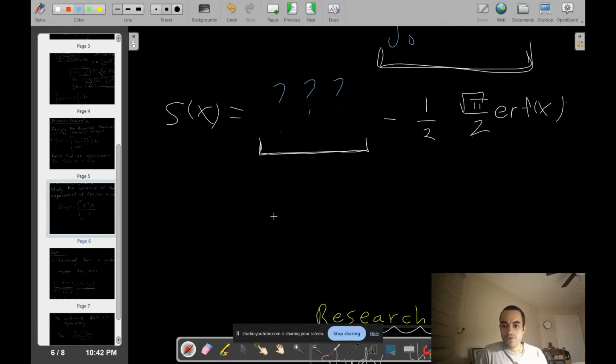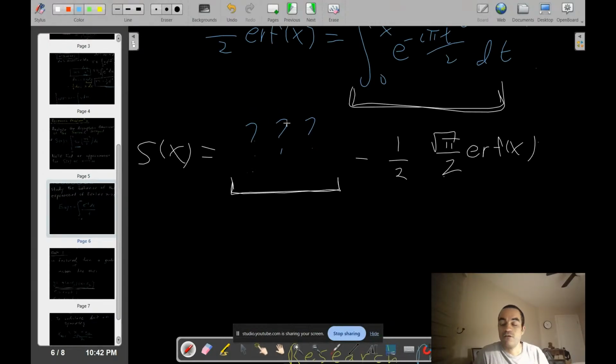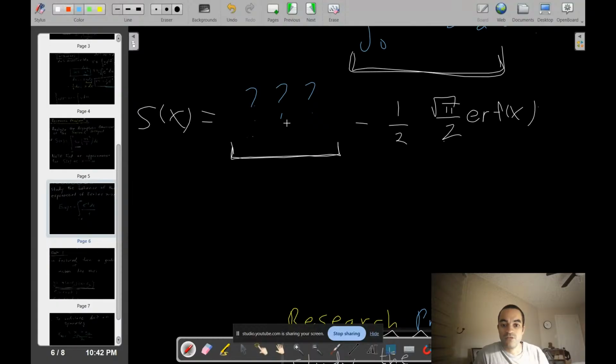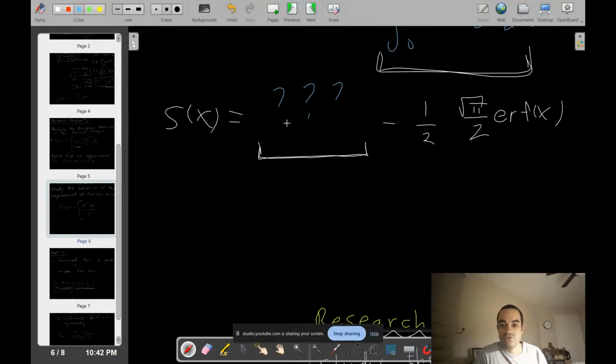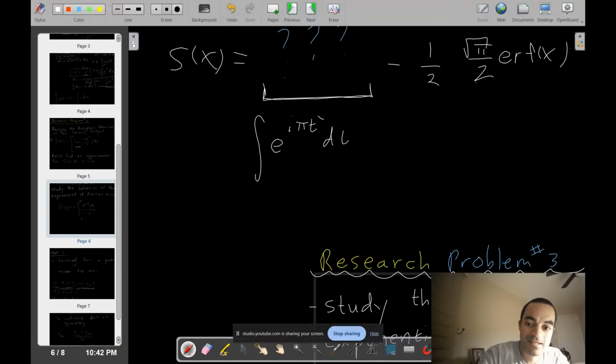All right, so for homework, for the rest of you, figure out what that question is. I hope you write it down. The question: minus 1/2 root pi over 2 times the error function. Hint, by the way: this integral that we don't know yet, the integral of e to the i pi t squared dt. Here's a hint for homework.